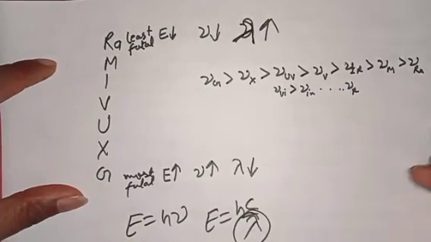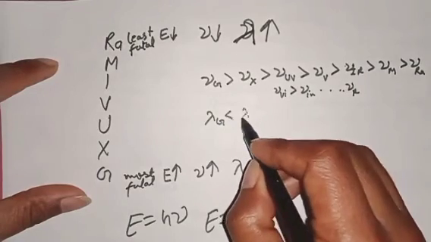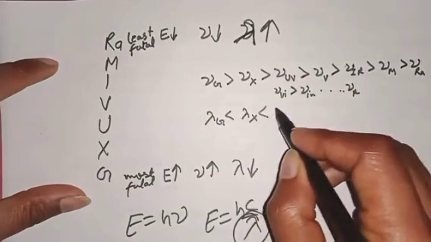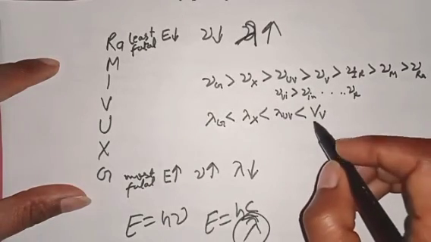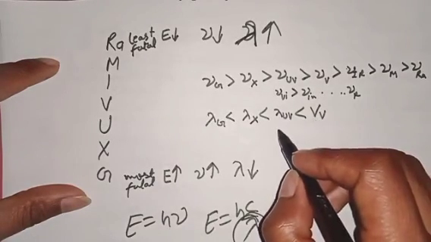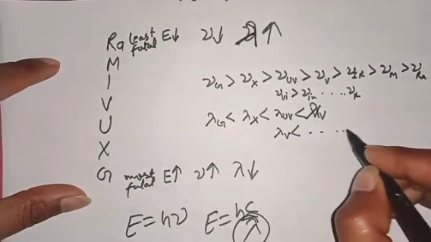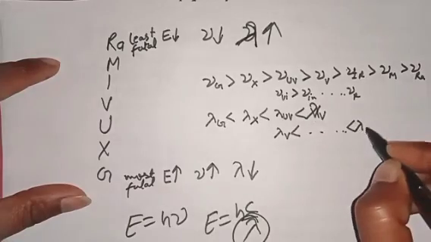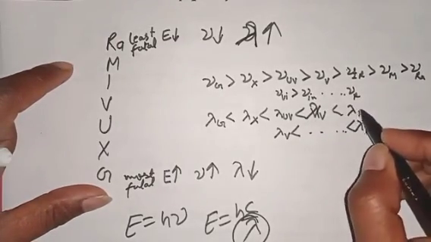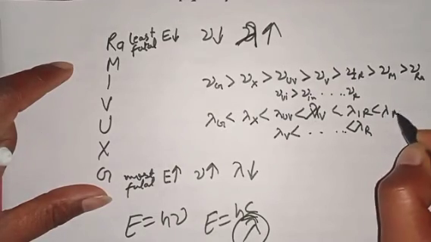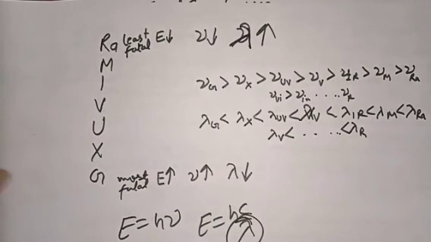And conversely, wavelength of gamma is less than wavelength of X-ray, is less than wavelength of ultraviolet, is less than wavelength of visible. And in the visible region, wavelength of violet is less than wavelength of red. Rest of the terms will come here. So it is less than wavelength of infrared, less than wavelength of microwave, is less than wavelength of radio wave. So that's all.